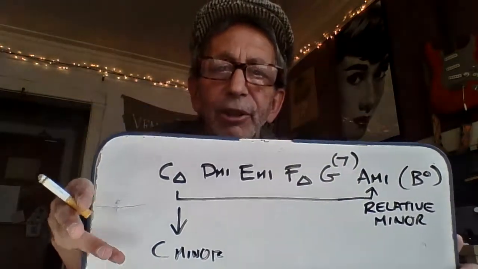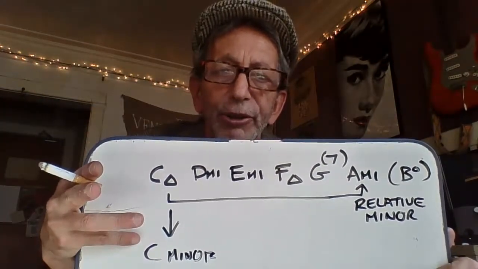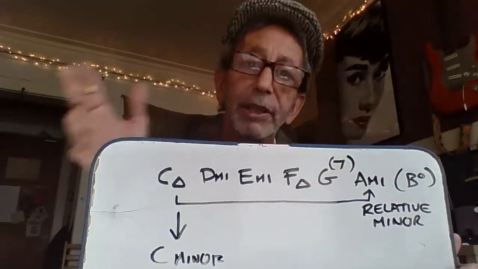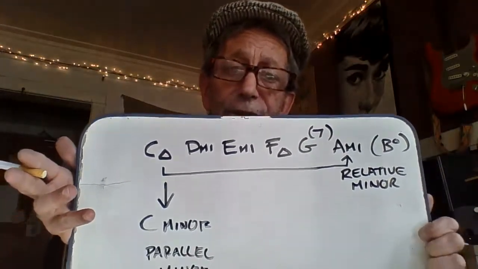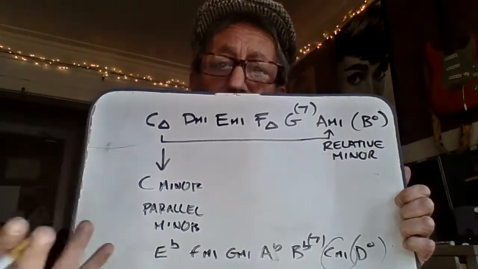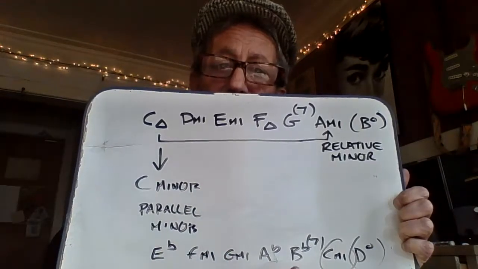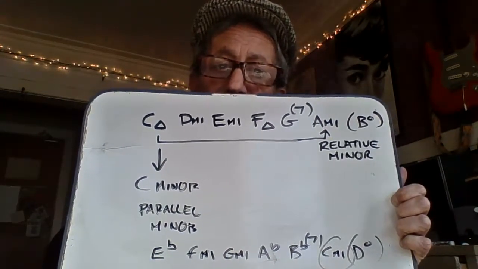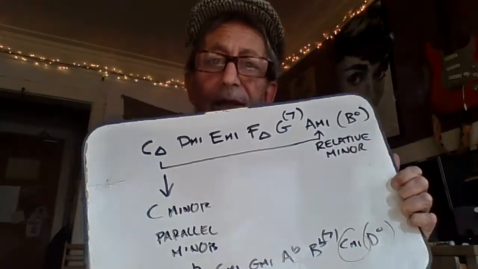Now, C minor, as it stands alone, could be the relative minor of some other key. And as it turns out, C minor is the relative minor of the key of E flat major. There you find the C minor at the sixth step. So what we're talking about here is the blending of two keys together.